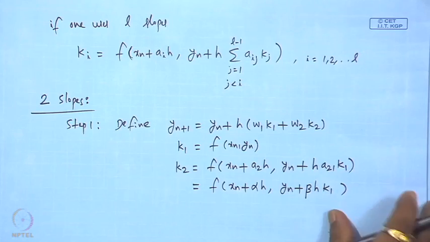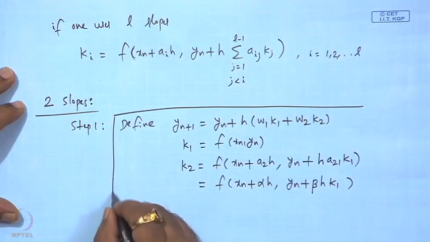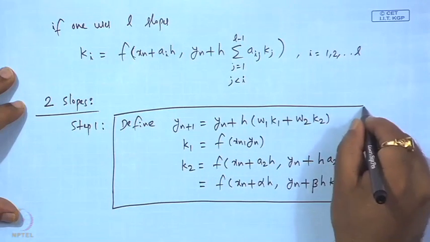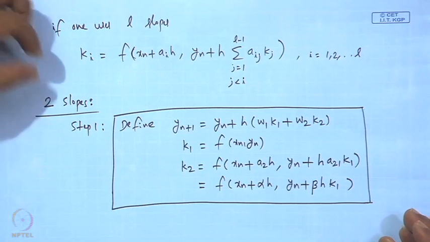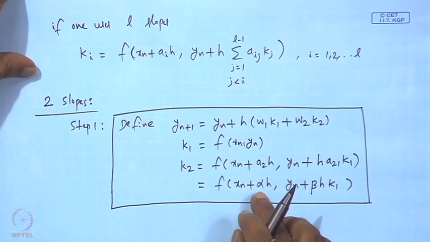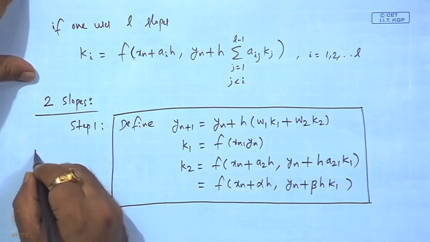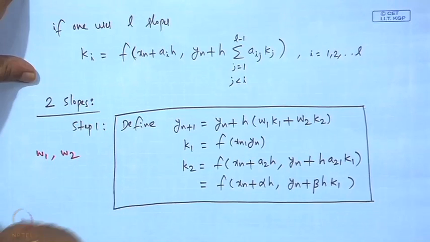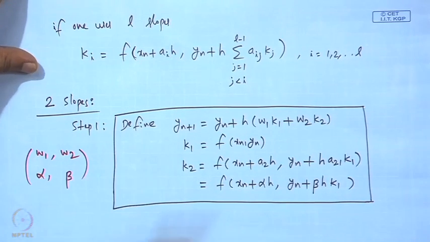Now, what is the next task? So, step 1 we have defined this, that means this is going to be our RK method with two slopes, provided one determines what are the arbitrary coefficients left. The arbitrary coefficients are W 1, W 2, alpha, beta. So, these are the arbitrary coefficients. Okay.